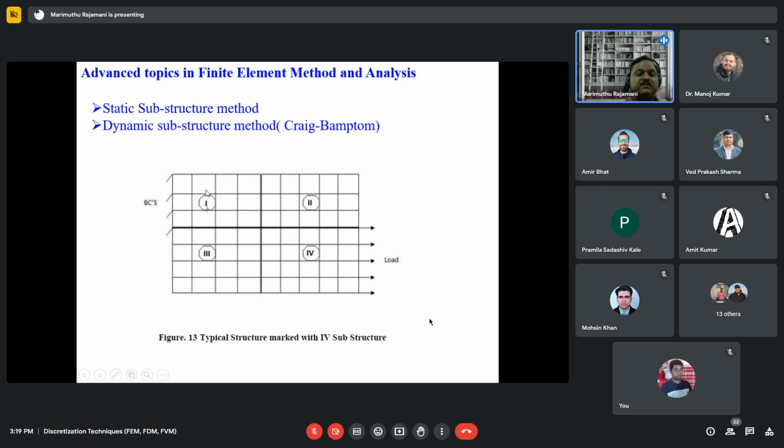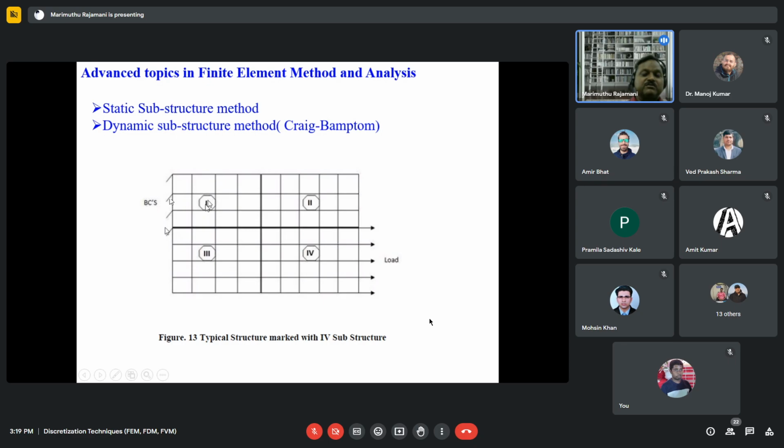And the advantage here is you can eliminate these equations, these nodes, and you will arrive at the interface nodes between the subdomains. This is the substructure or subdomain method. So this has been discretized into 4 substructures.